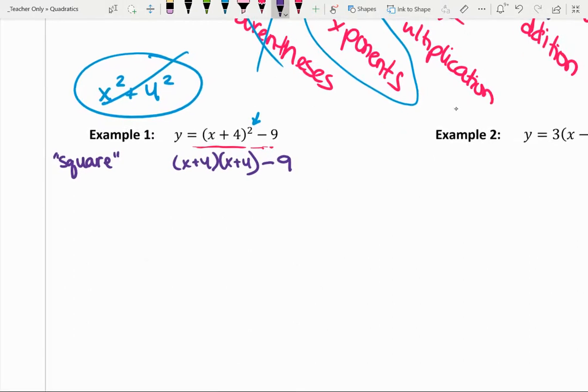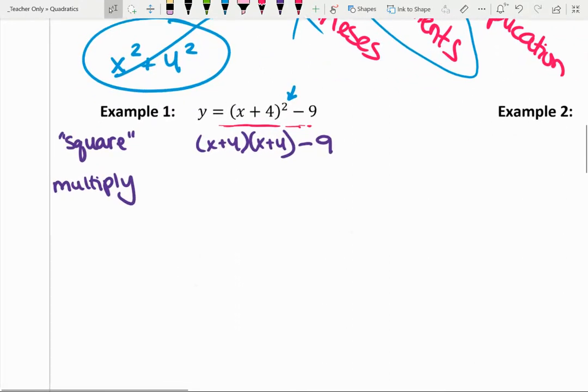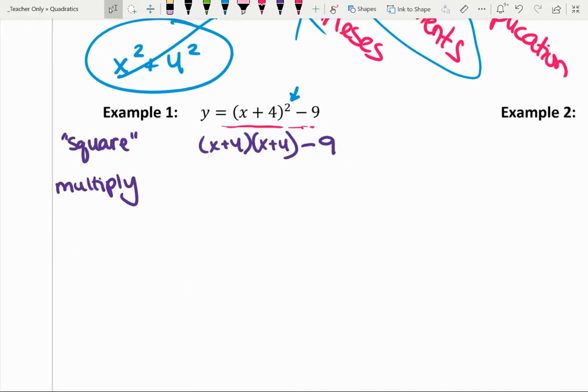So now that we've got this expanded, we're going to use our multiplication. We're going to multiply x plus 4 times x plus 4. Whether you prefer the box method or double distribution, it doesn't matter. You can do either way that you like. Just remember that every piece gets multiplied to every other piece, no matter how you do it.